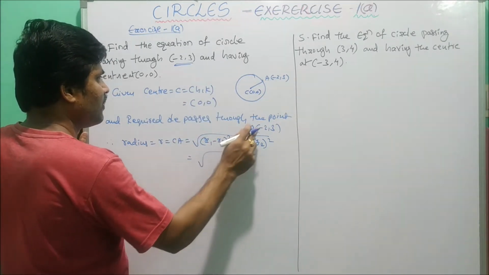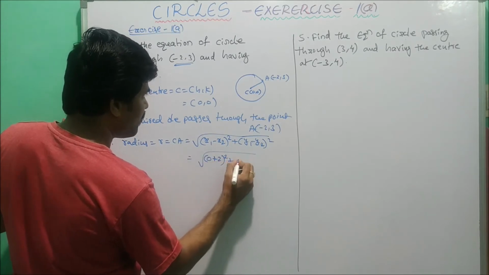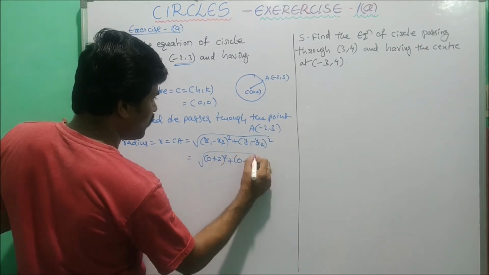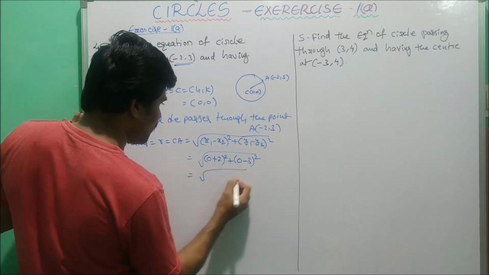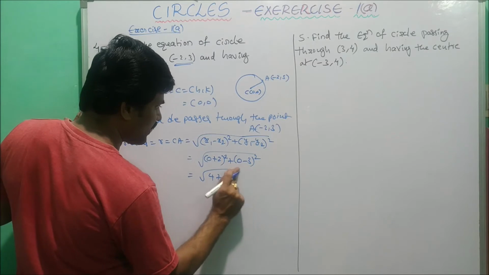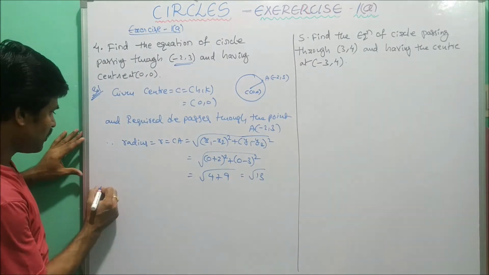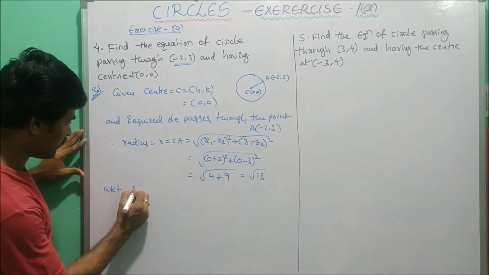In this, (0 plus 2) whole square plus (0 minus 3) whole square, which implies 2 square, that is 4, plus 9, that equals square root 13. This is the radius. Now we know the standard form of circle.